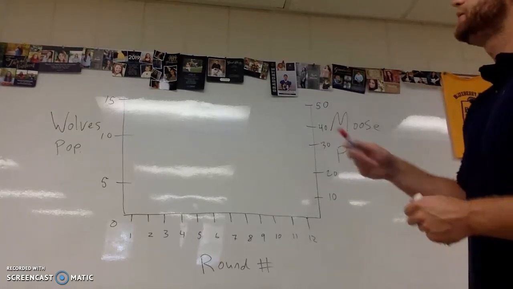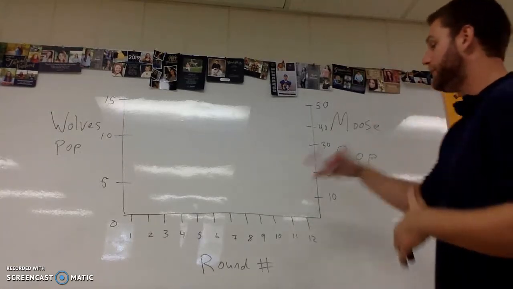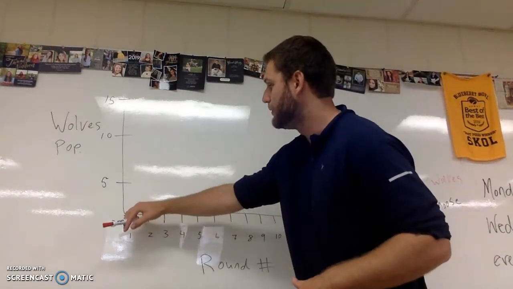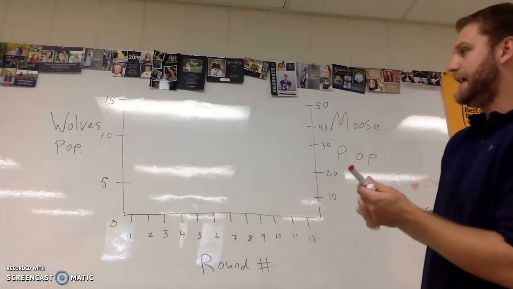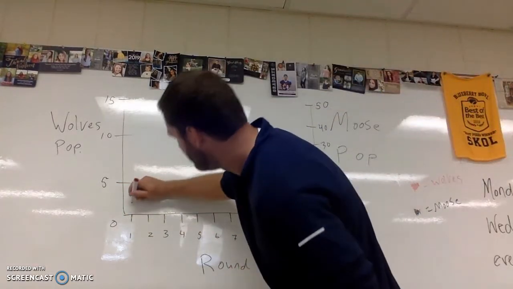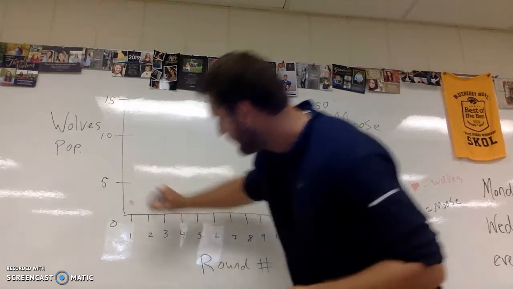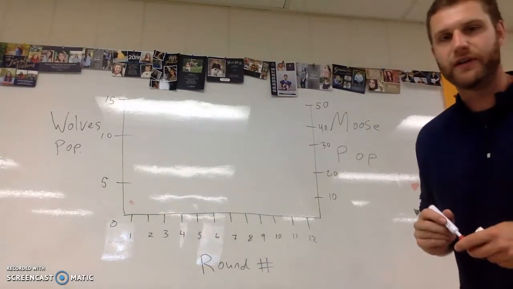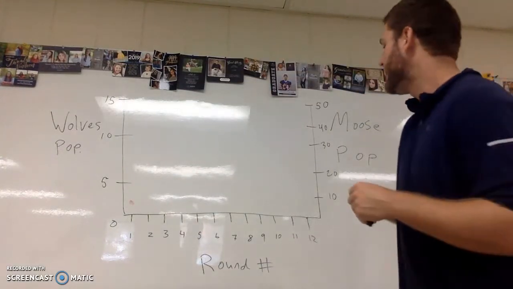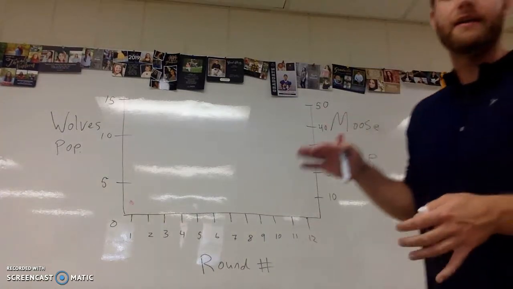So first generation, we had 2 wolves. What I'm going to do is go from the first round, go straight up and say, okay, we had 2 wolves, which would be right about here, where the wolves are. We also started with 10 moose.